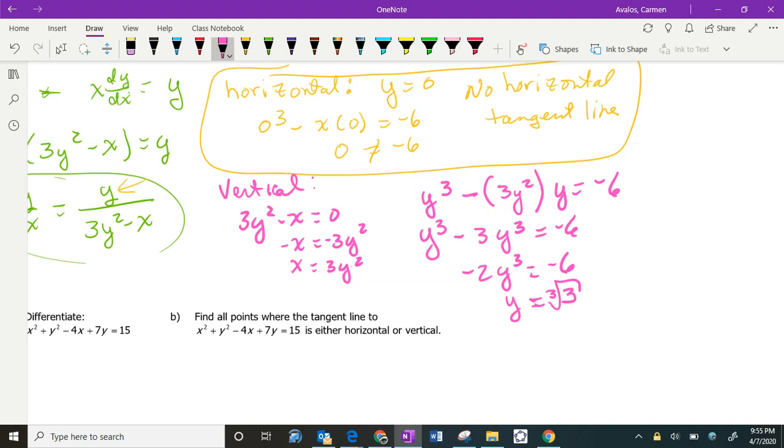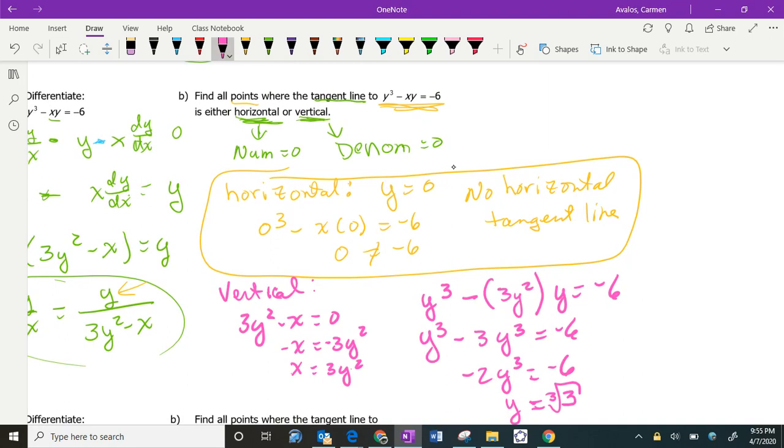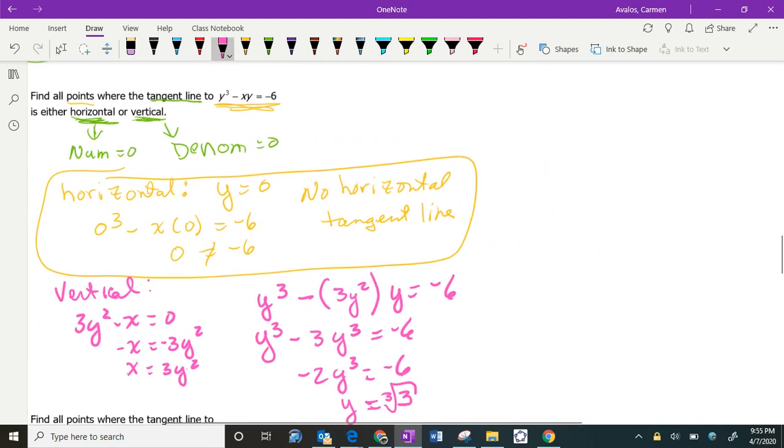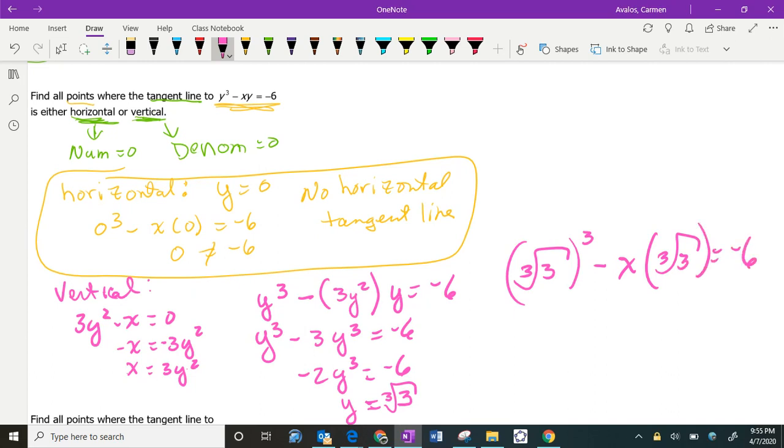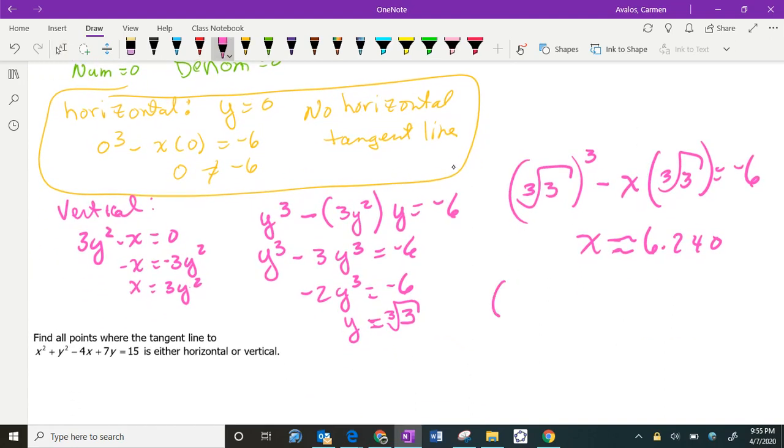And then we could go back and substitute that back into the equations for both of these. So if we look at that, you're going to get the cube root of 3 cubed, because that's what y equals. I don't know what x is, and then I'm going to replace the y here, and it equals negative 6, because I know what y is now. I need to know what x is, and once we put it in our calculator, it turns out that x is approximately 6.240. So the answer that we have here is x at 6.240, and this one here, y, is approximately 1.442.